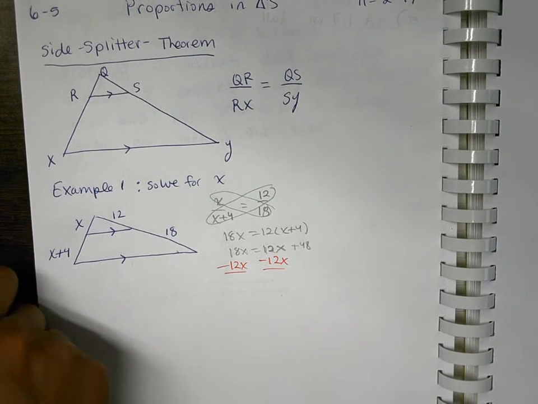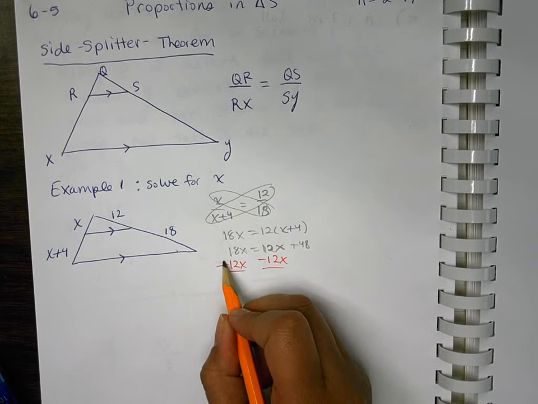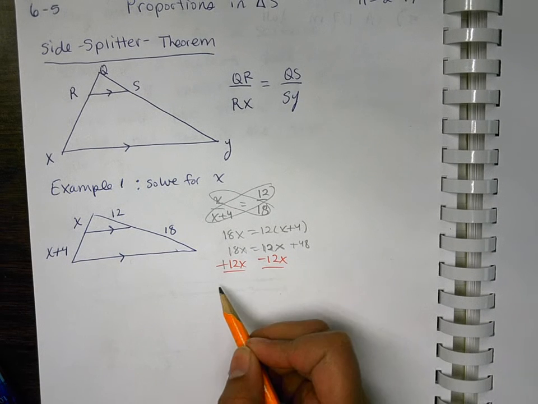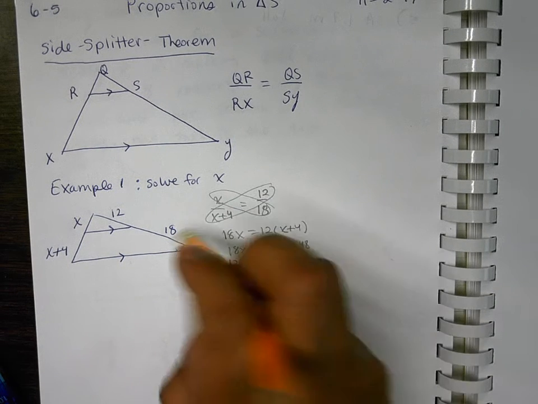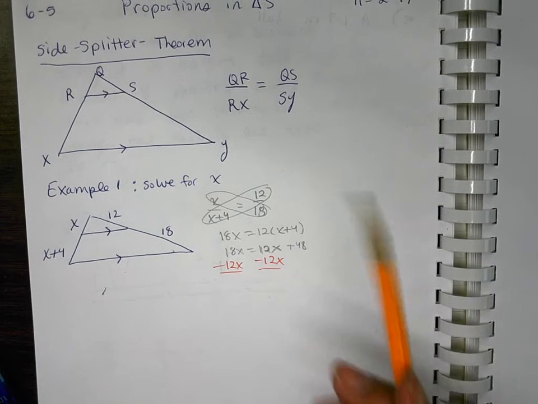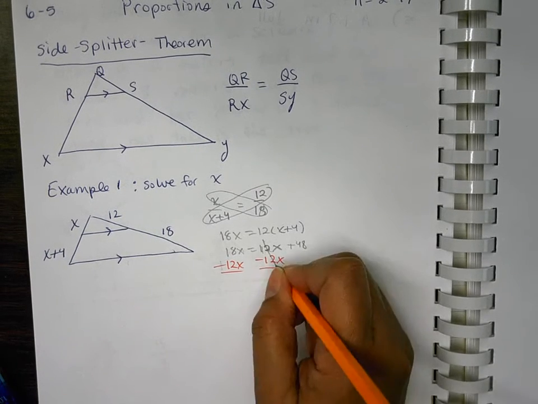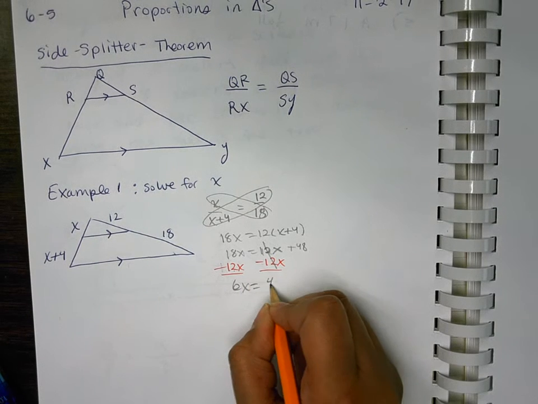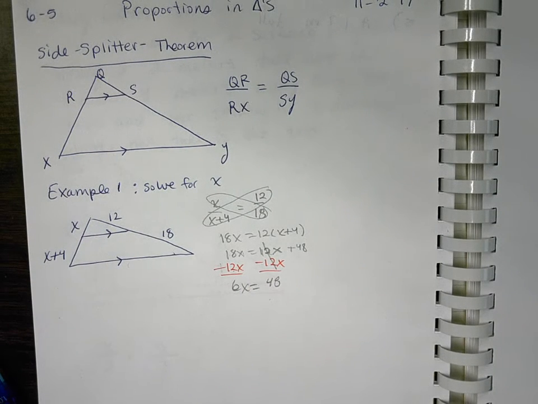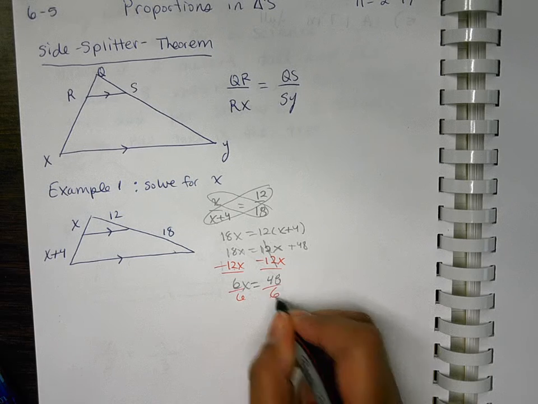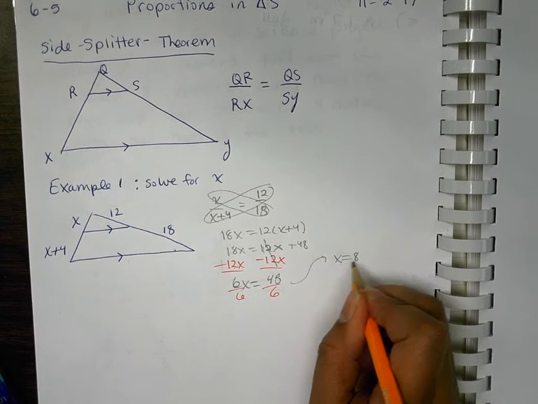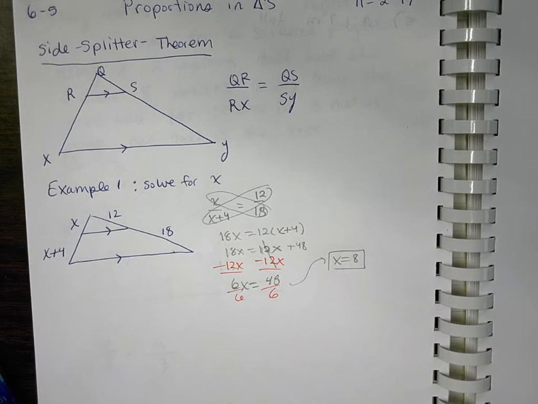Here's another mistake I see kids make. They'll put minus on this side and plus on this side. Not quite sure why, if it's just going too fast, but if you're subtracting on one side, should you be subtracting on the other? Yes. So be careful with that. Slow down if you're going too fast on the test. All right, what's 18 take away 12? 6x equals 48. Divide both sides by 6. And what does x equal? 8. X equals 8. All right, are we good?